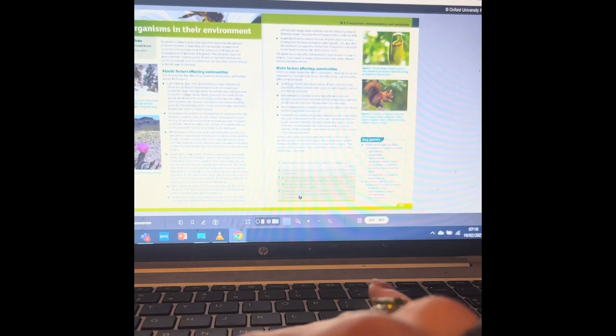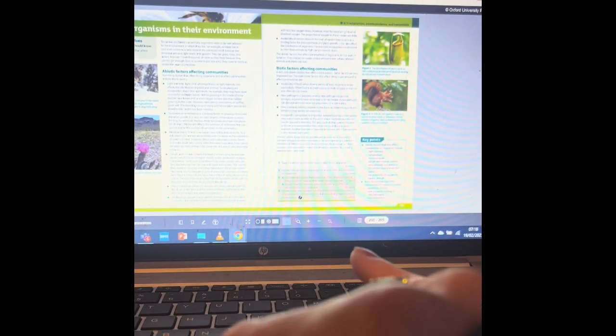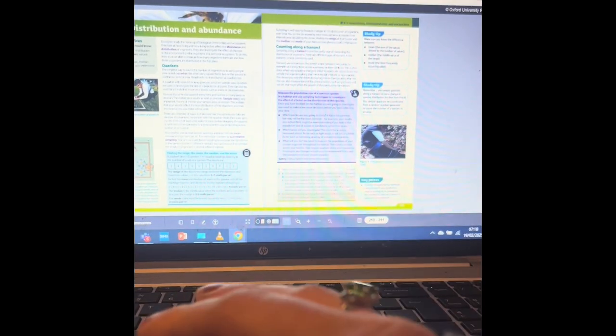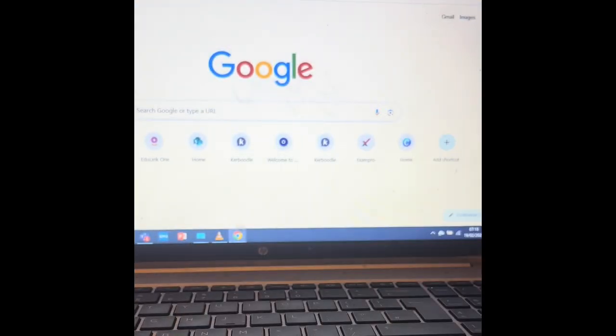You can see abiotic and biotic factors. We've talked about those. Hopefully you guys get it. I'll go back here. Right. There are two terms. One is inter, one is intra.